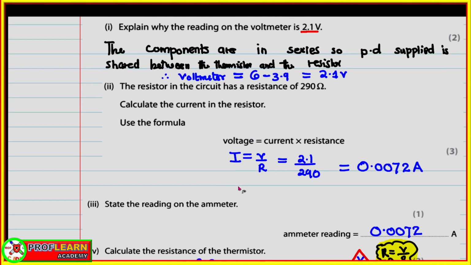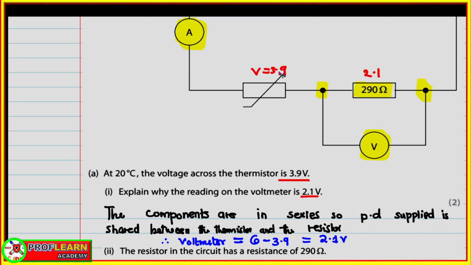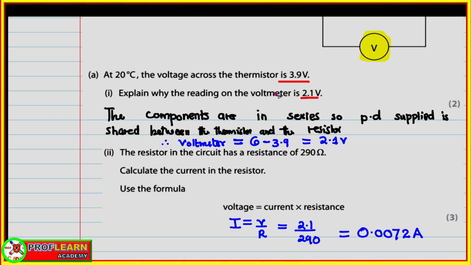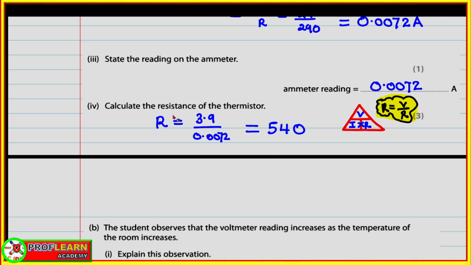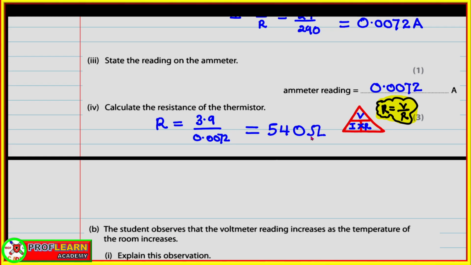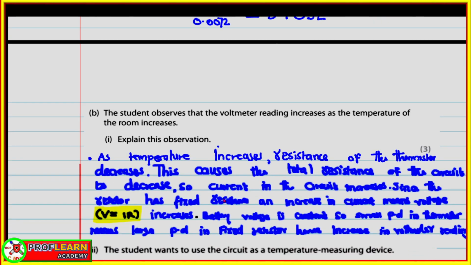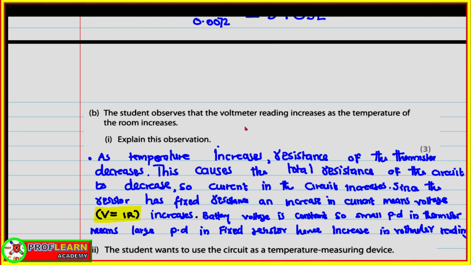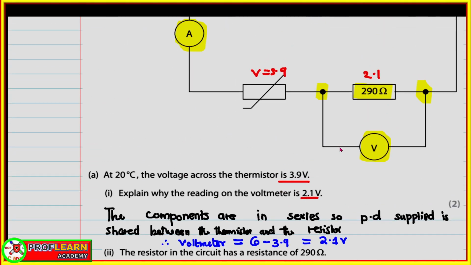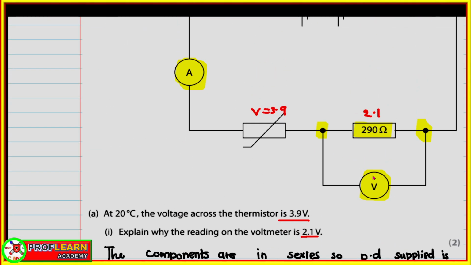Calculate the resistance of the thermistor. Since we have the voltage as 3.9, and the current that is going to pass here is 0.0072, then it means that we can work out resistance using the formula V over I, and that is going to be 540 ohms. 540 ohms. The student observes that the voltmeter reading increases as the temperature of the room increases.